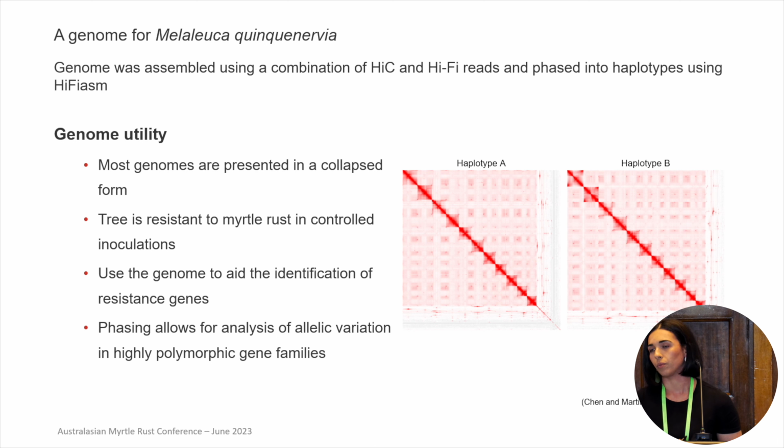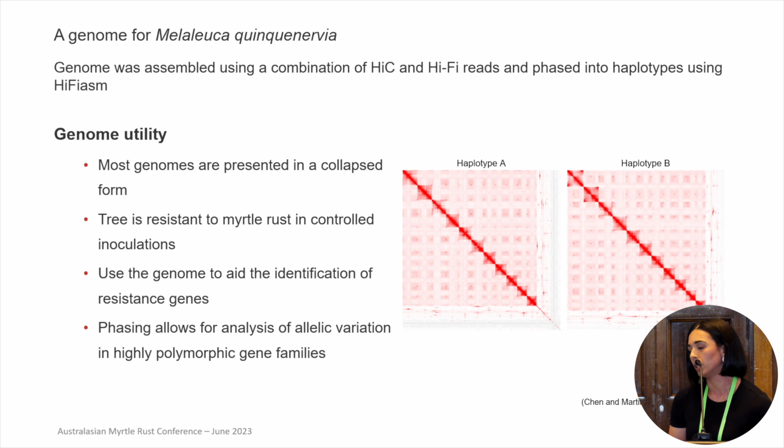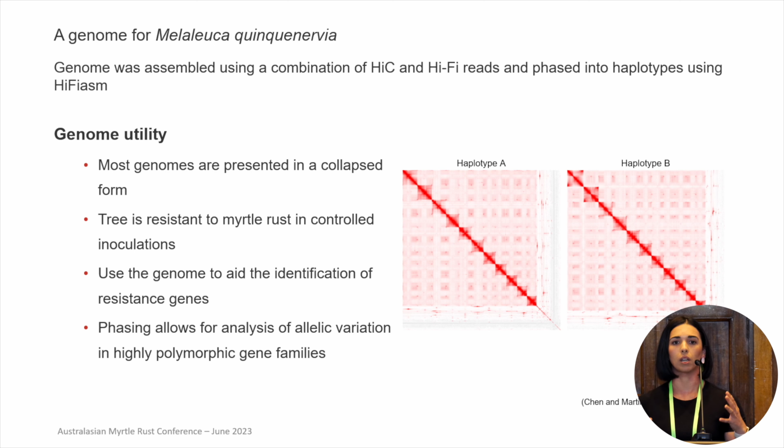For most genomes, we're probably used to seeing them as one sequence. We wanted to take a different approach with the Melaleuca quinquenervia genome by phasing it. What I mean by that is, if we think of an organism that is diploid, such as Melaleuca quinquenervia, we have two sets of chromosomes, one from parent A and one from parent B. Phasing that genome allows us to pull those two apart and interrogate the sequences from both of those parents.